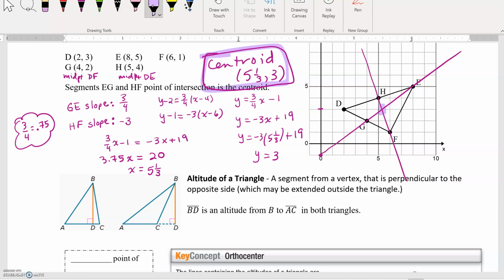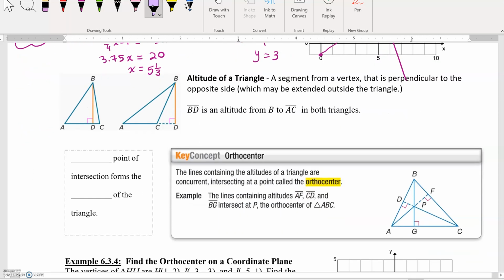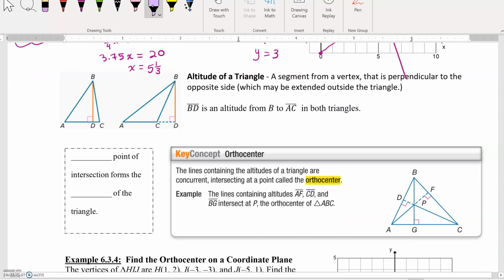Okay, now the altitude of a triangle is a segment that's perpendicular to a side, but it goes through the vertex. If you remember, that's different than the perpendicular bisectors. Those did not have to go through the vertex, but altitudes do. That's the difference between them. So the altitude point of intersection forms what is called the orthocenter of the triangle.